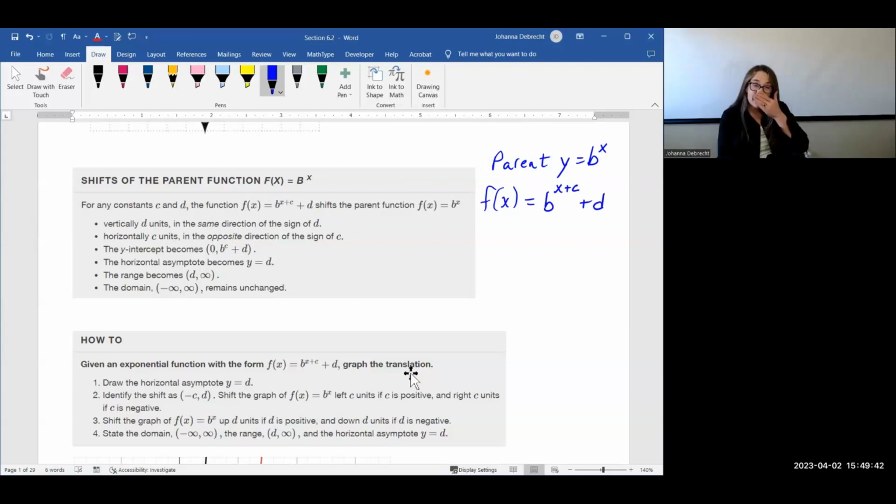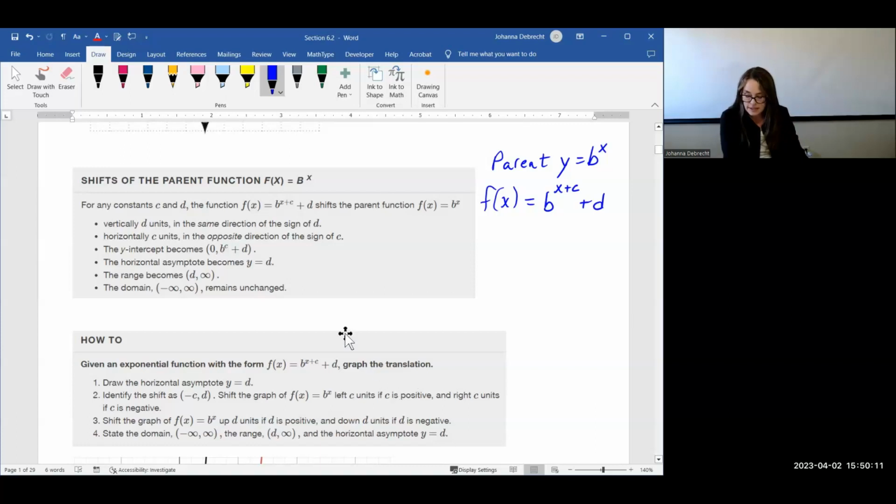What the heck? Right. Well, if c is positive, it'll be plus a number, plus 3. That means it actually went left 3. So when c is positive, then it moves in the opposite direction. So it moves actually to the left that way. Now, if c is negative, it becomes x minus c. So like x minus 2 would actually shift it to the right 2. Okay. Now, what does the d do?